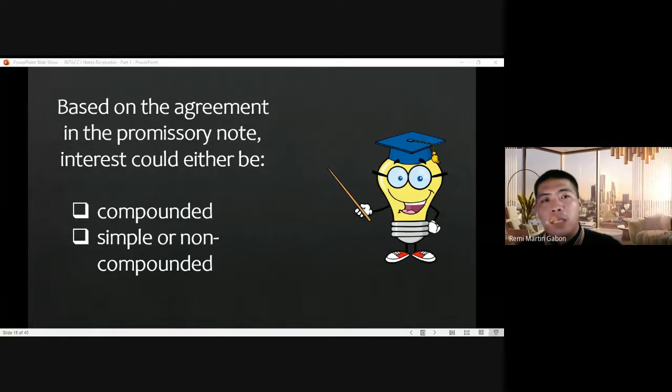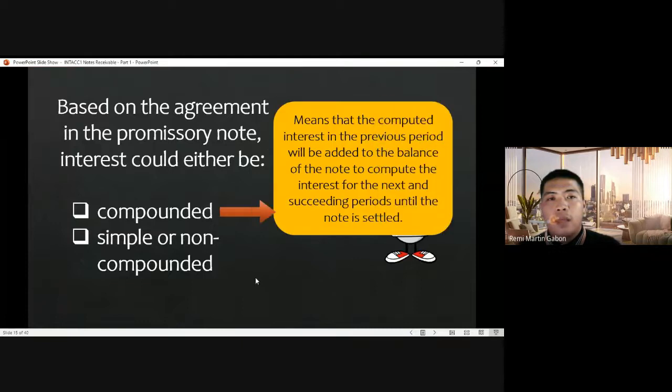But based on the agreement in the promissory note, interest could either be compounded, simple, or non-compounded. What do we mean by compounded? An interest is said to be compounded if the resulting interest for the current period bears interest for purposes of computing the interest in the subsequent or succeeding period. Meaning the computed interest in the previous period will be added to the balance of the promissory note to compute the interest in the next and succeeding periods until the note is settled.